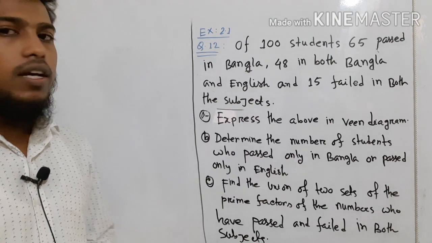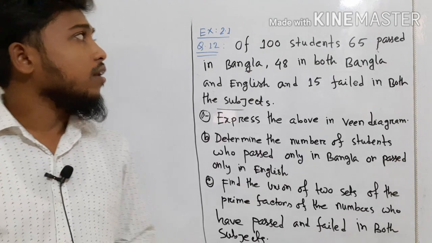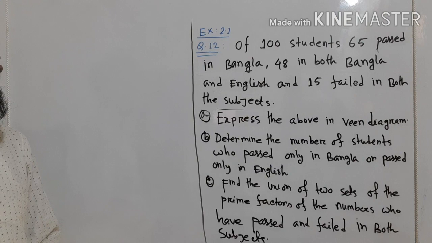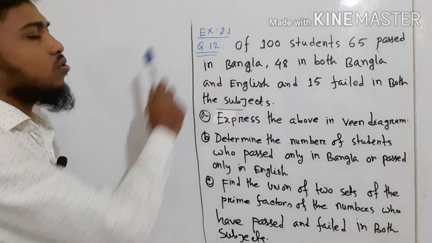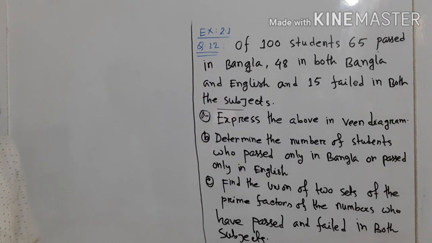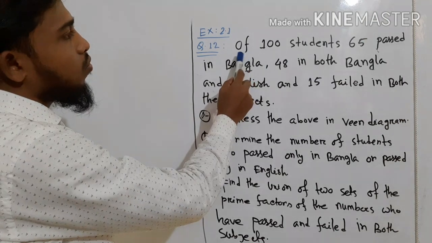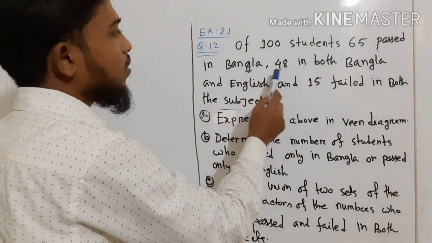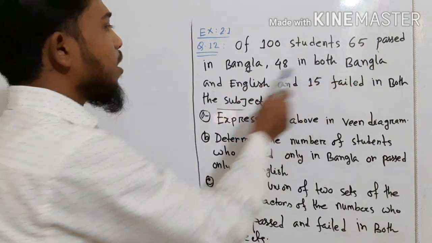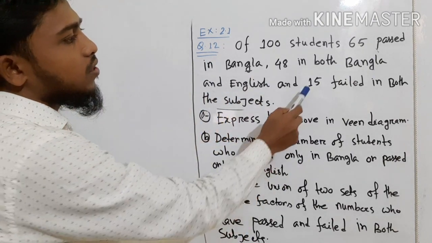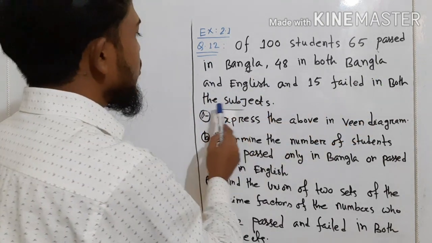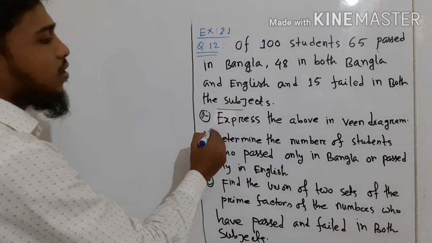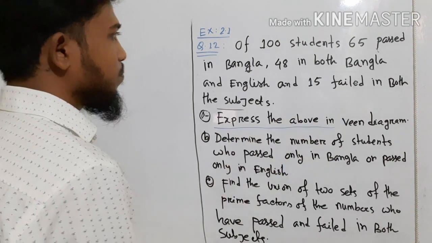Dear student, today I will solve a CQ of your general math exercise 2.1. This is our last question. So let's start our solution. Of 100 students, 65 passed in Bangla, 48 in both Bangla and English, and 15 failed in both the subjects. Our first question: express the above in a Venn diagram.